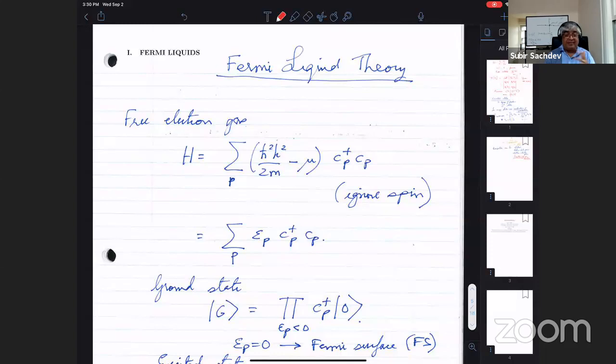Okay, so now let's do something very definite. Let's begin with free electrons. So free electrons, let's say they're moving in free space, they have some dispersion, h bar squared k squared over 2m. And we're going to work in the grand canonical ensemble, so there's some chemical potential mu. I'm going to ignore spin for now. And C is the electron annihilation operator, C dagger is the creation operator. They're just free electrons. We can solve this problem very quickly, so let's just do it. So epsilon p now will be just this number here. Okay, so that's epsilon p.